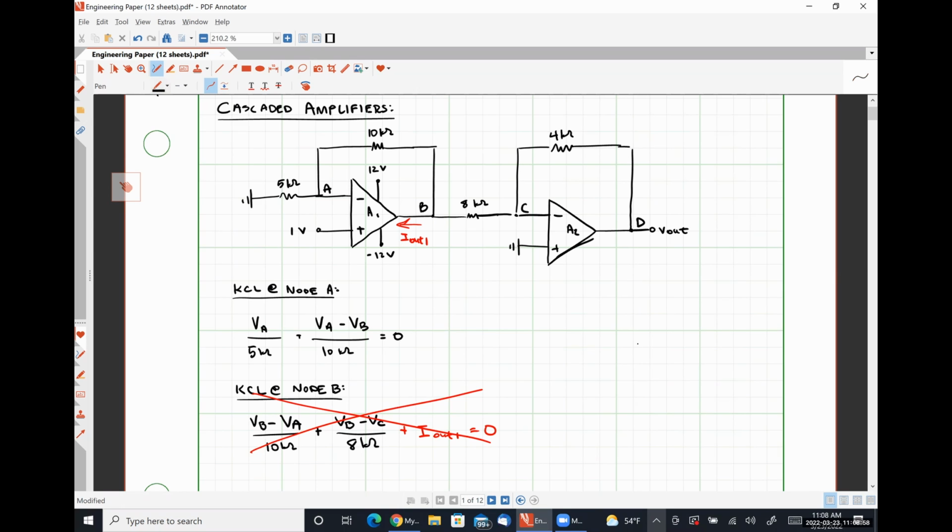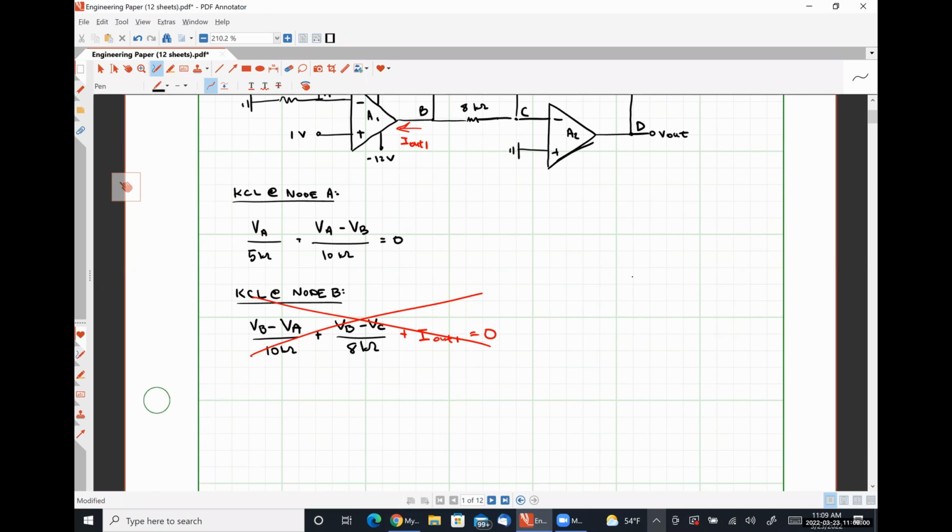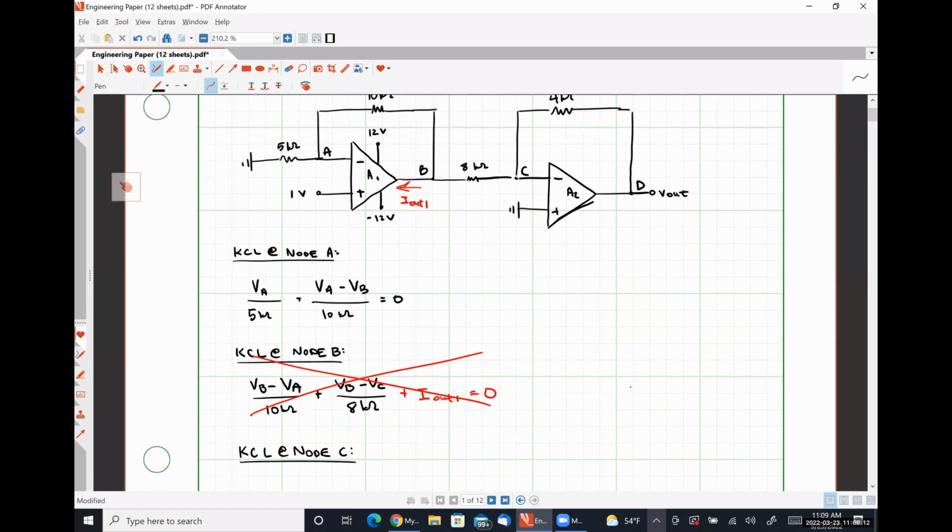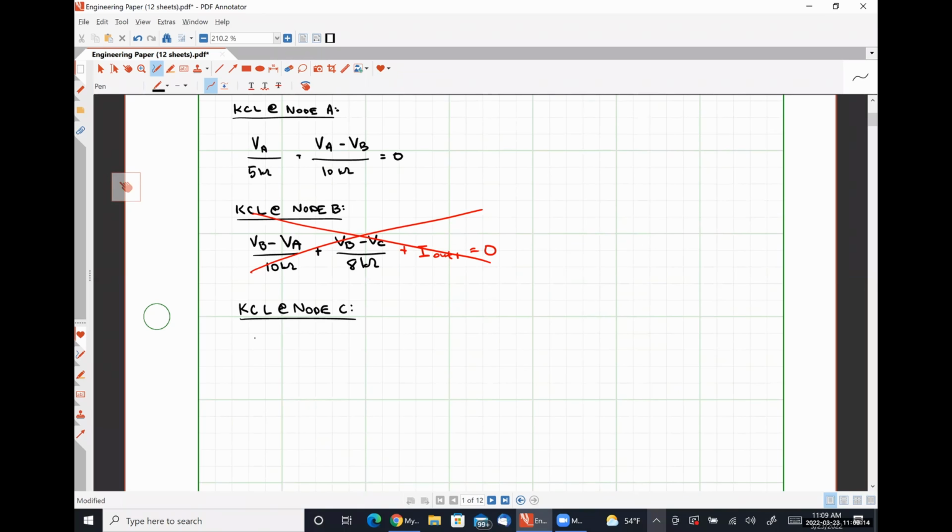If we apply KCL at node C, what we will find is that we have VC minus VB over 8 kilo ohms plus VC minus VD over 4 kilo ohms is equal to 0.